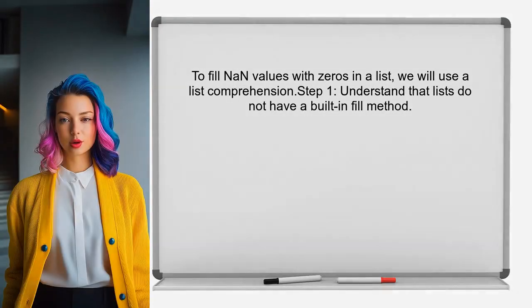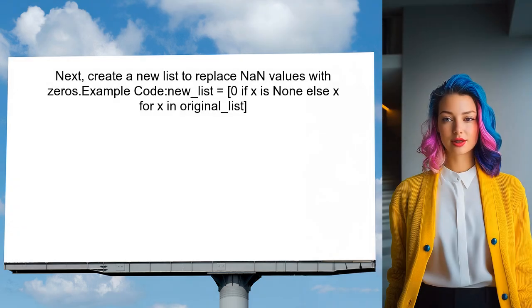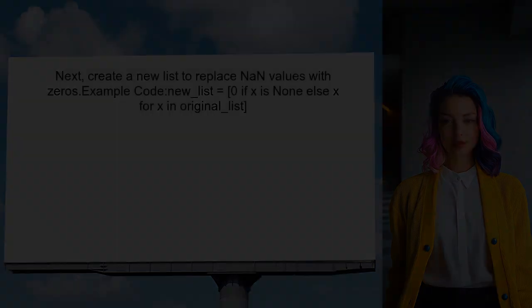To fill NaN values with zeros in a list, the user first needs to understand that lists in Python do not have a built-in method for handling NaN values like data frames do. Instead, we will use a simple approach with a list comprehension. Next, the user should create a new list that replaces each NaN value with 0. This can be done by iterating through the original list and checking for NaN values.